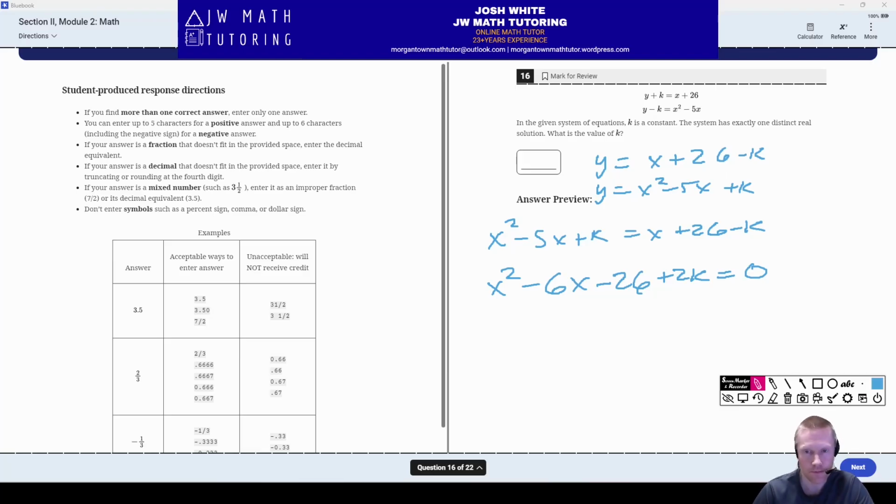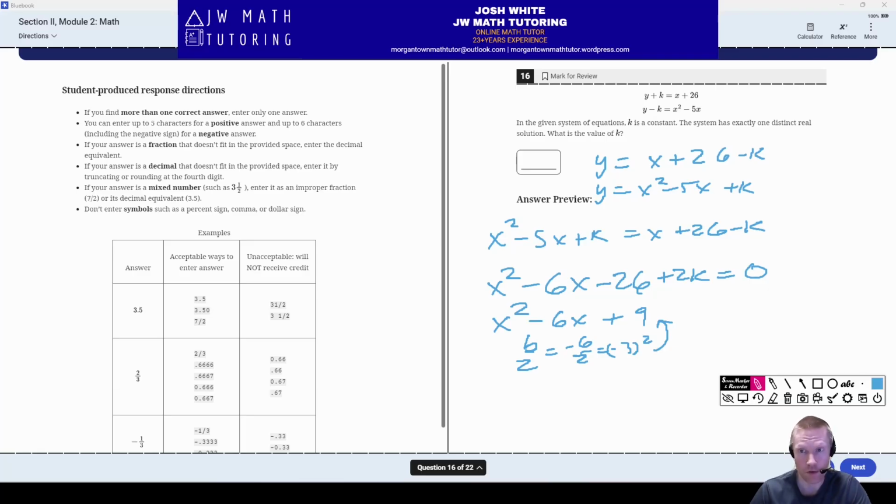So one way is, if you're familiar with completing the square, you would notice here that this is going to complete the square as x squared minus 6x plus 9. Because b is negative 6, you take half of b, which is negative 6 divided by 2, which is negative 3. You square it, you get 9.